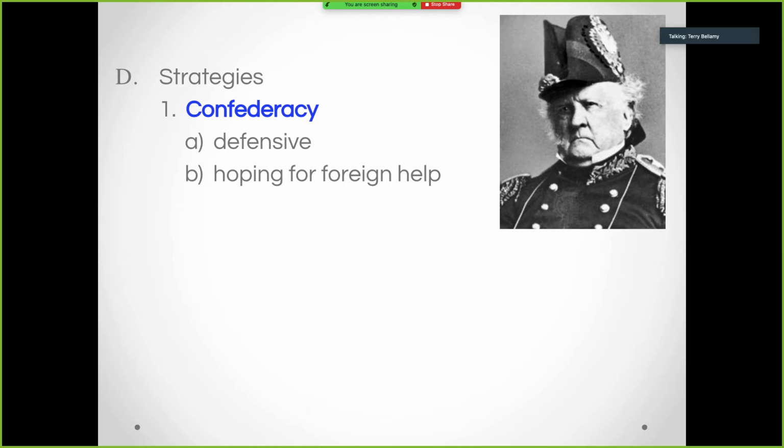They have a lot of cotton and a lot of tobacco. And where do the British and the French and the Spanish like to get their cotton and tobacco? From the South. So the British and the French and the Spanish might consider helping the South if it gets them a slick deal on some cotton and some tobacco.